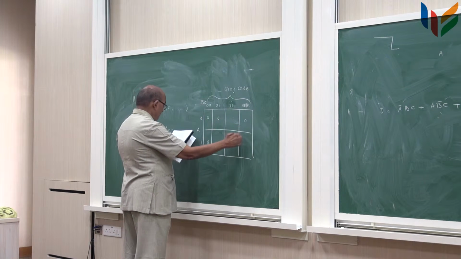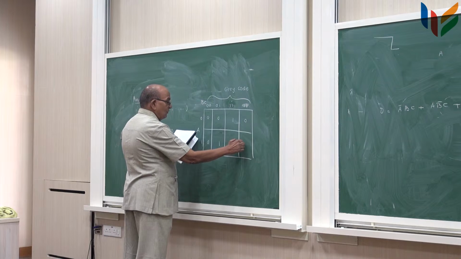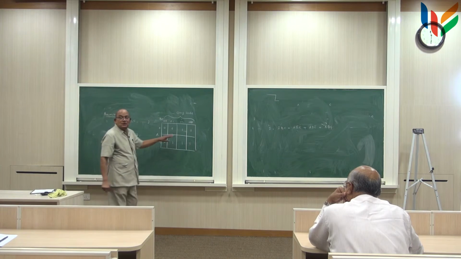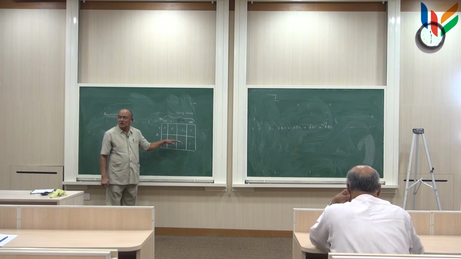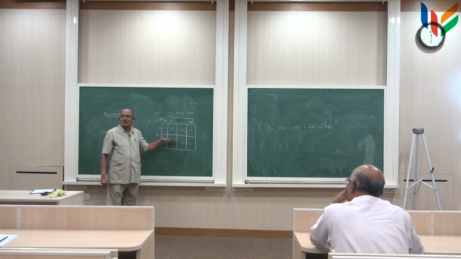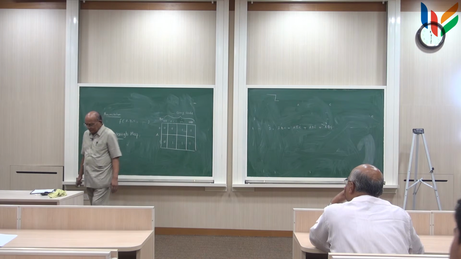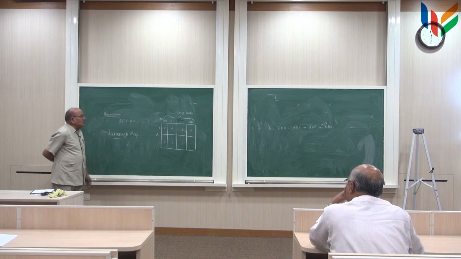1, 1, 0 corresponds to 1, and 1, 1, 1 also, right. So, this is the truth table written in this format, which is the Karnaugh map. This map is called the Karnaugh map. Now, let us look at this.